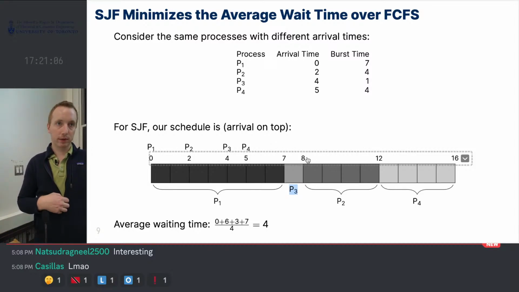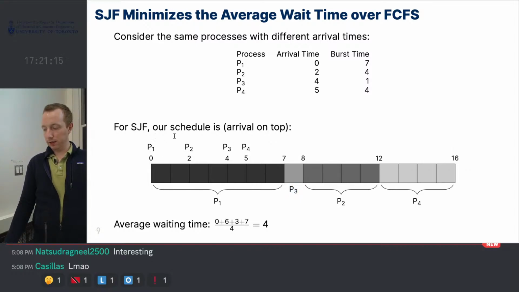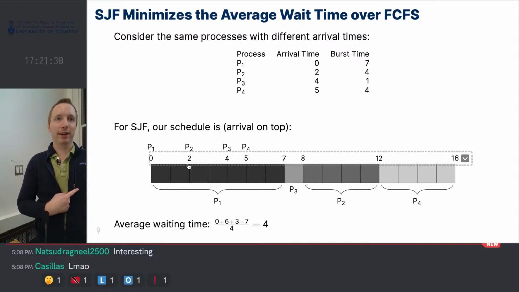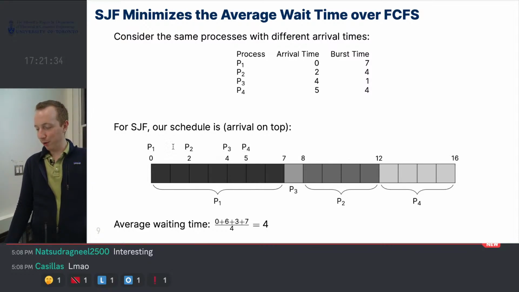Sorry, but is it possible that we sleep P1 at the time when P2 arrives and execute P2 first because it's shorter than P1? Yeah, so the question is, at time 2 P2 is shorter, so can I just preempt and switch to it? That would be better, but right now we're doing non-preemptible, so we're not allowed to preempt it. That will be our next tweak though, so hold on.